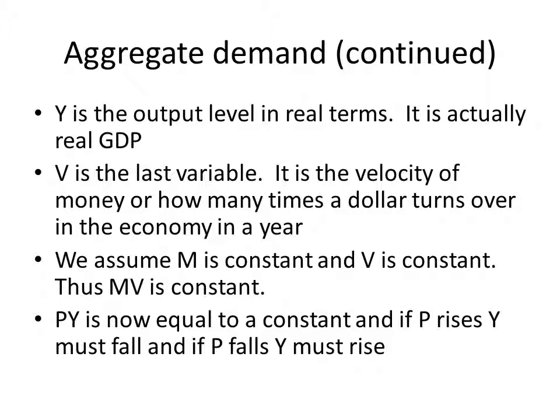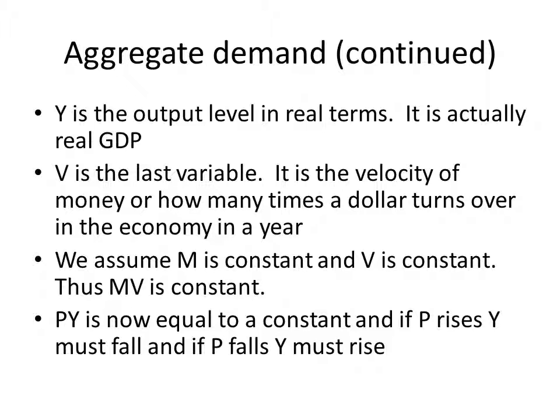Y is the output level in real terms. It's actually real GDP. And if you look at that for a moment and realize that we're taking the price level times the real GDP, what we have on the right-hand side of that equation is the nominal GDP. So the right-hand side of the equation is nominal GDP. The left-hand side is really the amount of money needed to buy that nominal GDP.